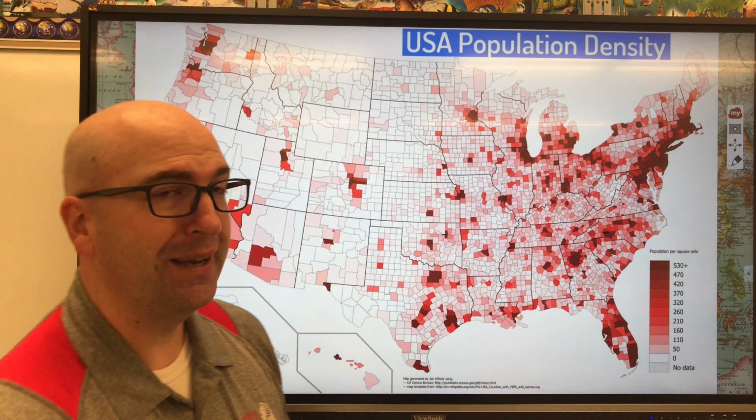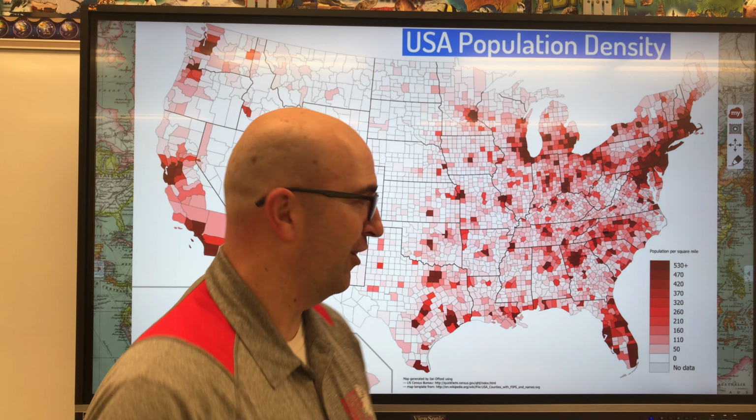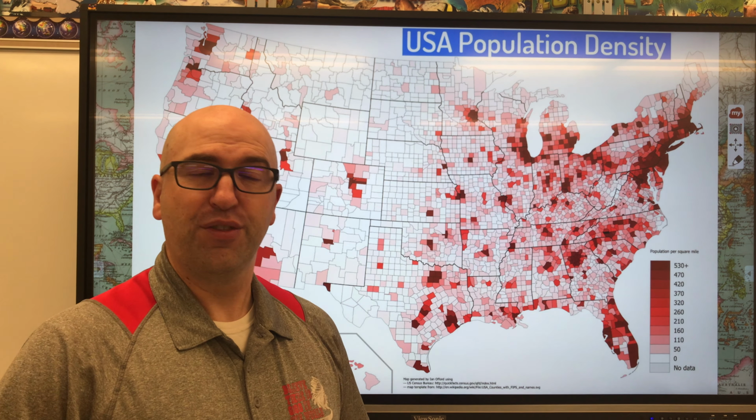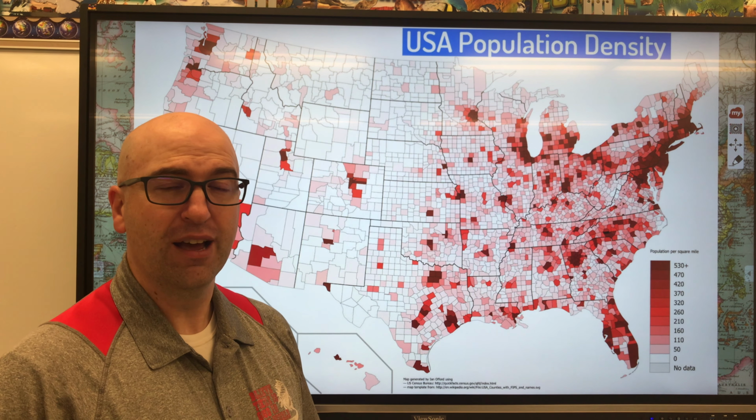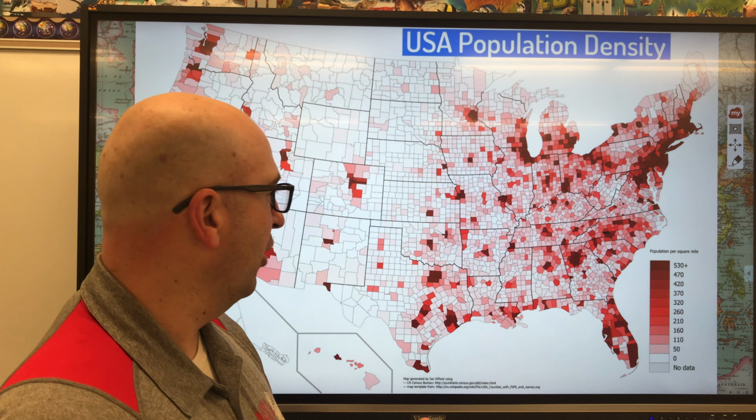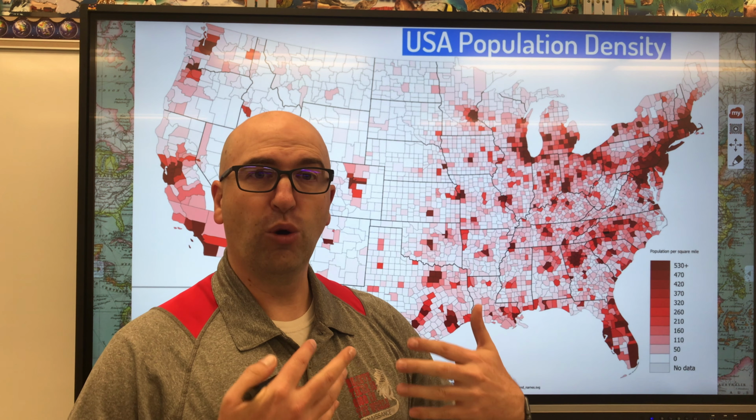So if we look at a population density map of the United States, we can start to see where those urban areas are versus those rural areas. The darker the red, the higher the population density. And you can tell where major cities are located just because of how red it is.